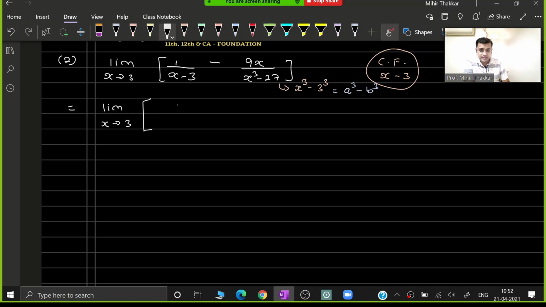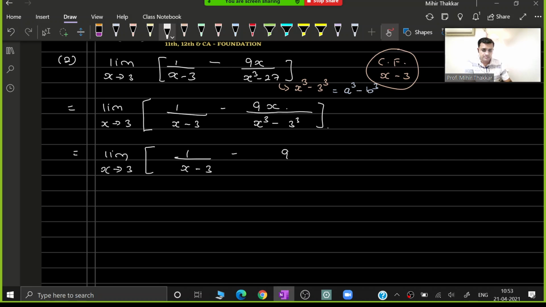So therefore, it is 1 upon x minus 3 minus 9x upon x cube minus 3 cube, just 27. I have expressed it as 3 cube. So limit as x tends to 3. I will write over here 9x divided by x minus 3 multiplied by x square plus 3x plus 3 square, that is 9.